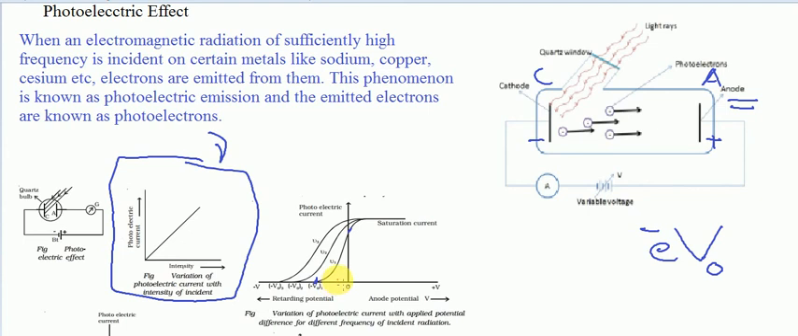When they repeated this experiment with another frequency, we can see that the saturation current is constant, but the stopping potential is different. Here we did the experiment with 3 different frequencies, nu3, nu2 and nu1. So when the frequency increases, we can see that the stopping potential also increases. That is the second observation.